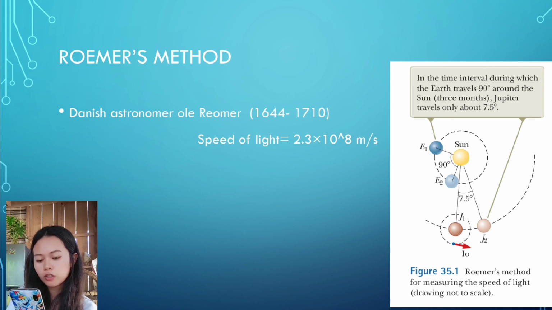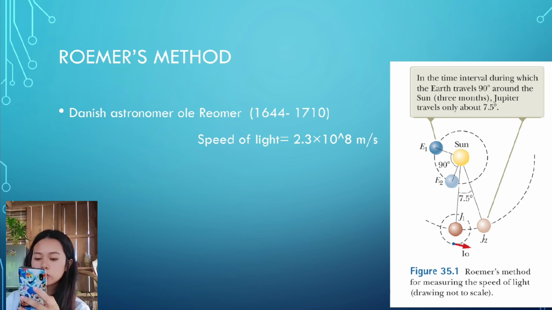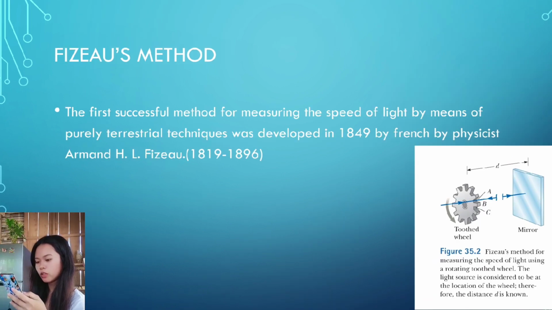Roemer attributed this variation in period to the distance between the Earth and Jupiter changing from one observation to the next. Using Roemer's data, Huygens estimated the lower limit of the speed of light to be approximately 2.3 × 10^8 meters per second. This experiment is important historically because it demonstrates that light does have a finite speed and gives an estimate of this speed.